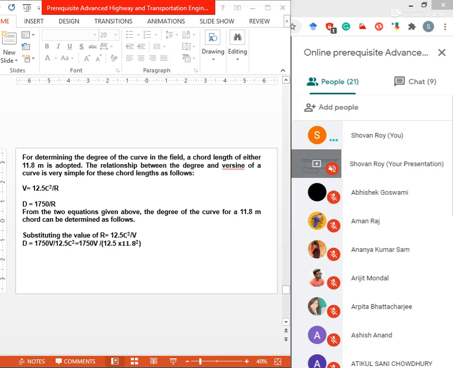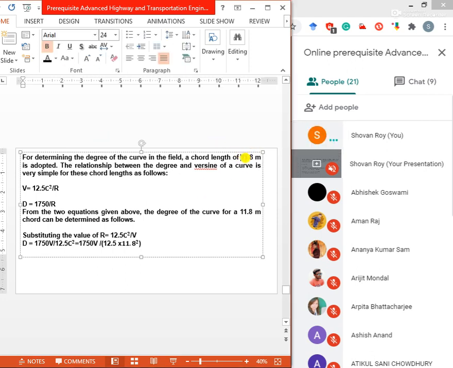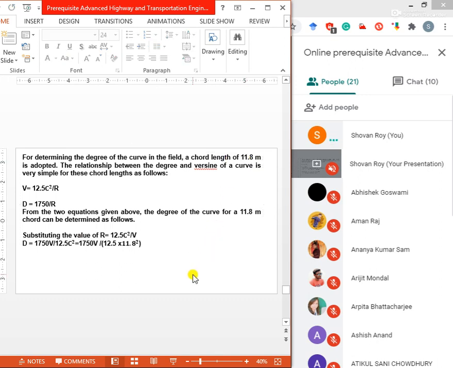For determination of the degree of a curve in the field, a chord length of 11.8 meters is normally adopted for determining the degree of the curve in the field.